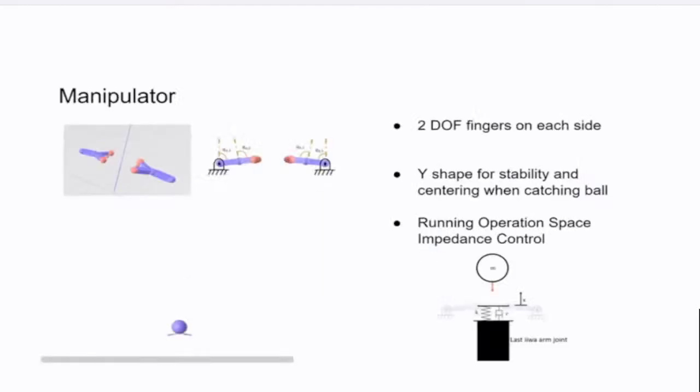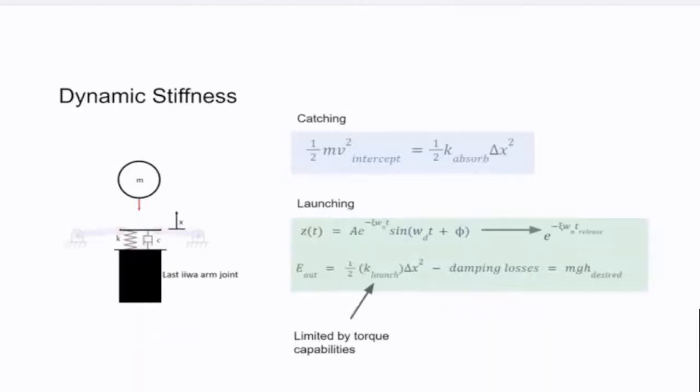The manipulator itself consists of two fingers with 2 degrees of freedom each. There's a Y-shape at the end for stability and centering while catching the ball, and we run operational space impedance control on them. This allows the ball to act as a mass spring damper system where we can dynamically change the stiffness depending on how much energy we want to input into the ball.